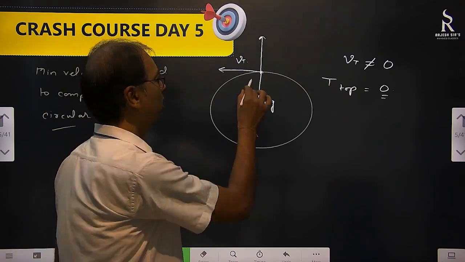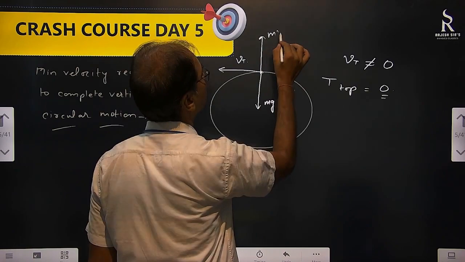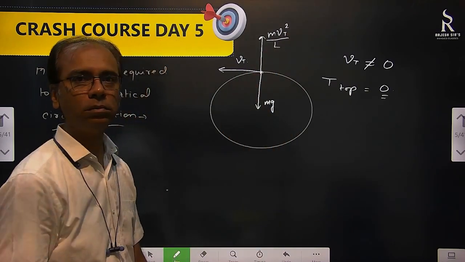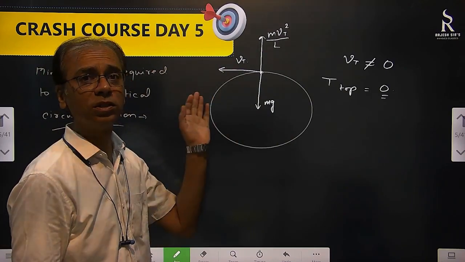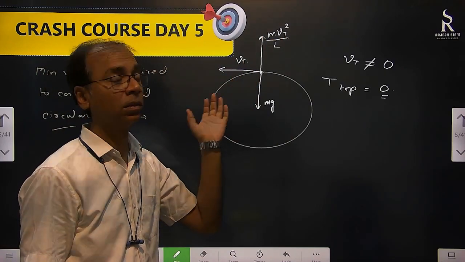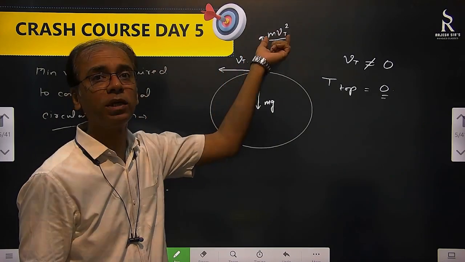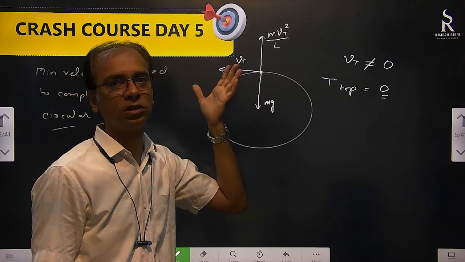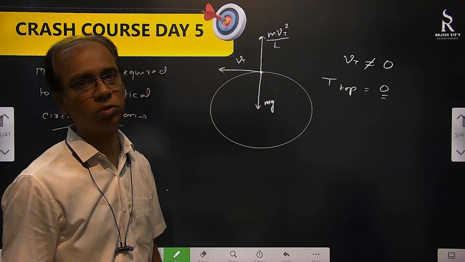That means mg is just providing you the necessary centripetal force, because velocity is minimum. If velocity is more, then this value will become more, and automatically tension will come. Here velocity is least, that means its magnitude is less. So this magnitude is balanced by mg itself. That is the condition for the topmost point.